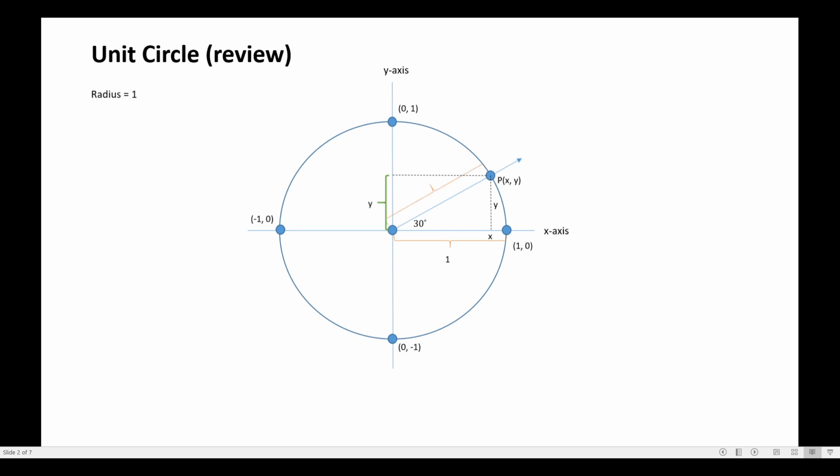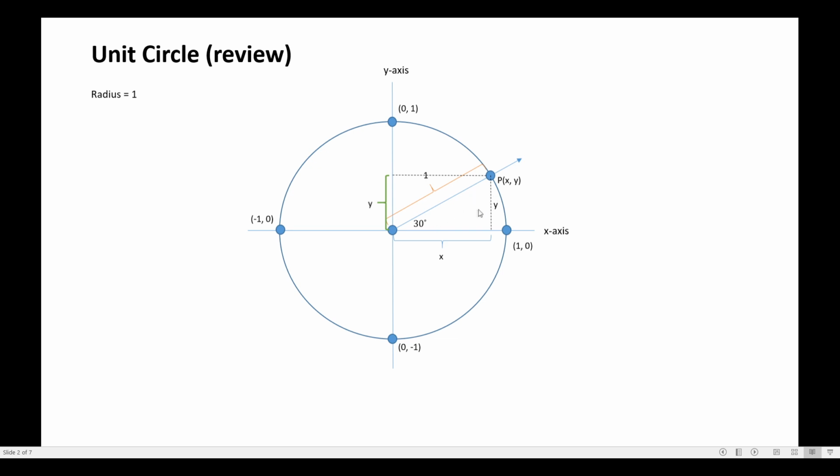This length, or the distance from the center going to this point of intersection between the terminal side and the circle, is equal to 1, because the line segment is the radius of the circle. Let me remove some of the things and focus here. This line segment from the origin going to this position on the x-axis measures x. And so we have this right triangle.